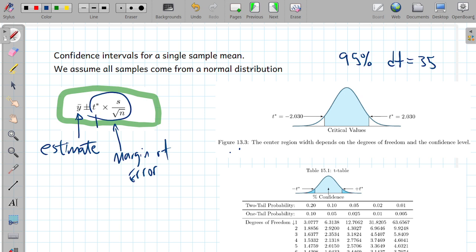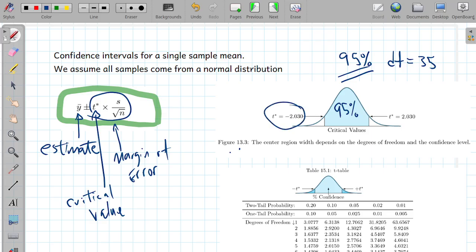T star, this guy, we call the critical value. This is a table lookup. And it will depend on the level of confidence we want to have for our interval. So if we look at the graph off to the right-hand side, you'll see that this is a 95% confidence interval. The only reason you know that is I said so, and it's specific to 35 degrees of freedom. And that's how we get the negative 2.030 and the positive 2.030.